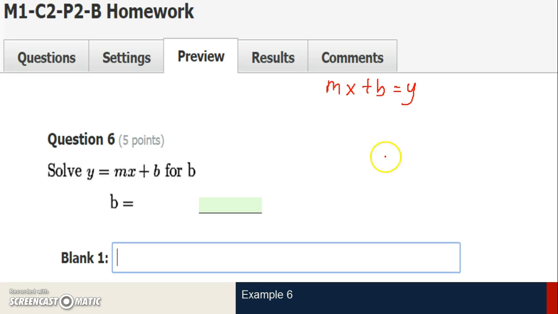Here we have y equals mx plus b, and I just flip the sides of the equation because I know at the end I need to have b on my left side. So I've already put b on my left side, so I just rotated my scales. Didn't change anything. I'm going to solve for b, so I've got to eliminate this mx.